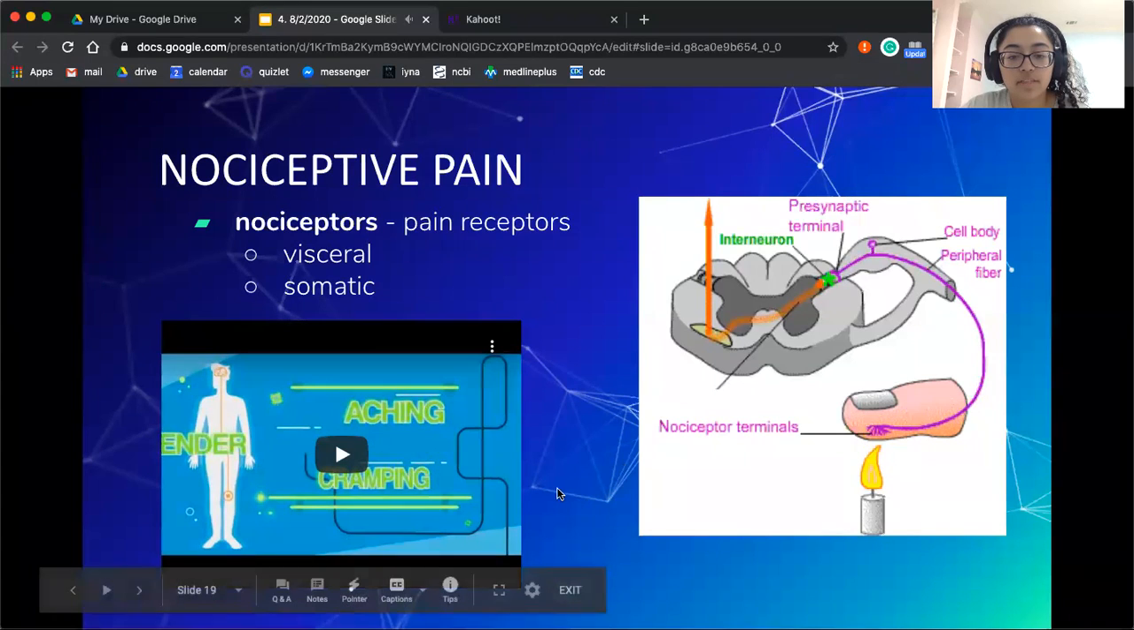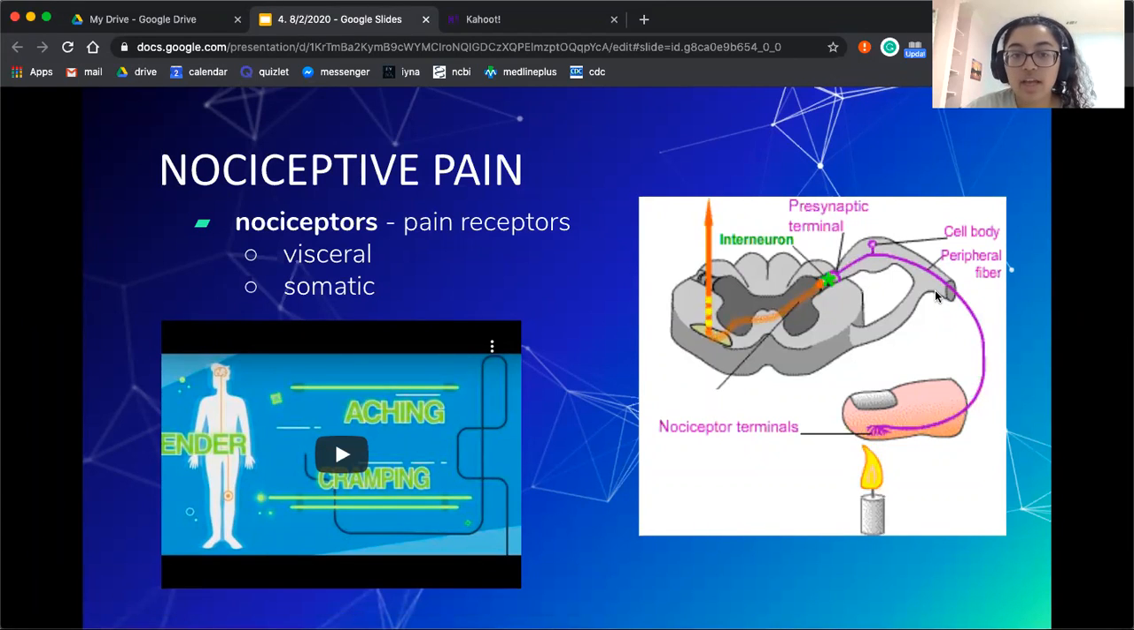So nociceptors are responsible for causing nociceptive pain, and those are pain receptors for tissue injury. There are two different types of this pain. There's visceral pain, which happens in internal organs, like gallstones or appendicitis, and is usually characterized by aching or cramping. And then somatic pain, which involves pain receptors in the tissues, such as the skin, muscles, and joints. Examples of this would be bone fractures or strained muscles.